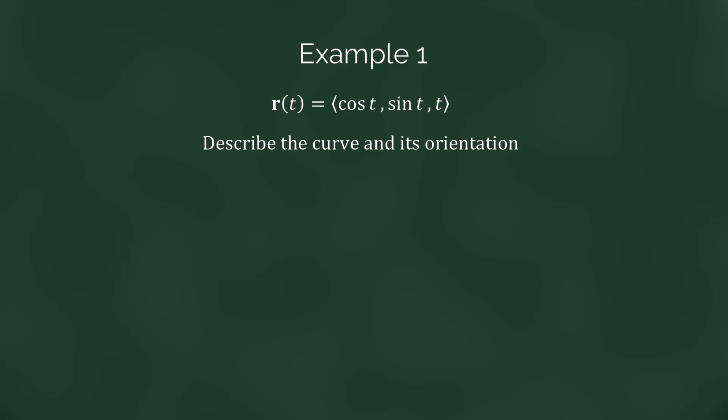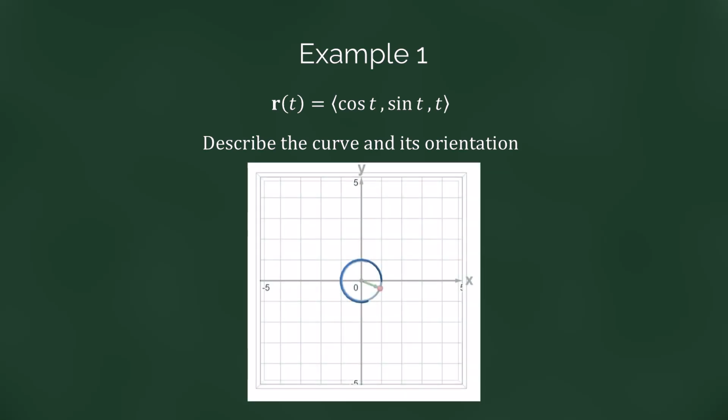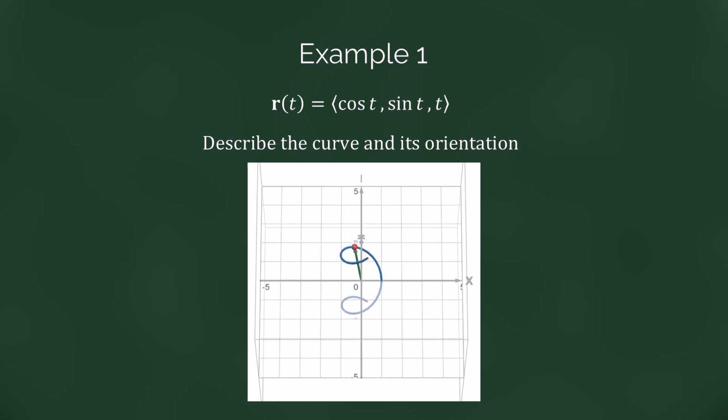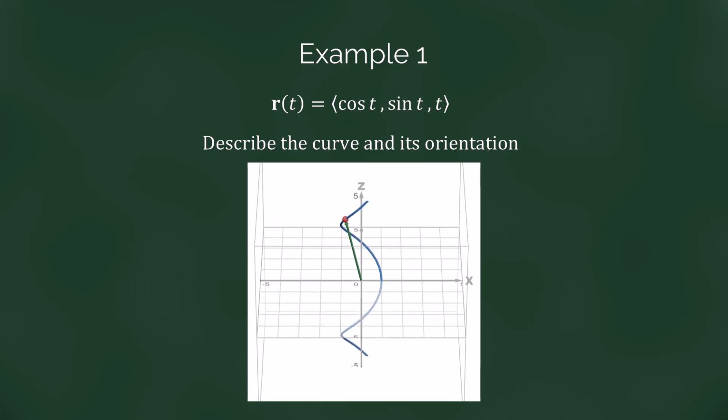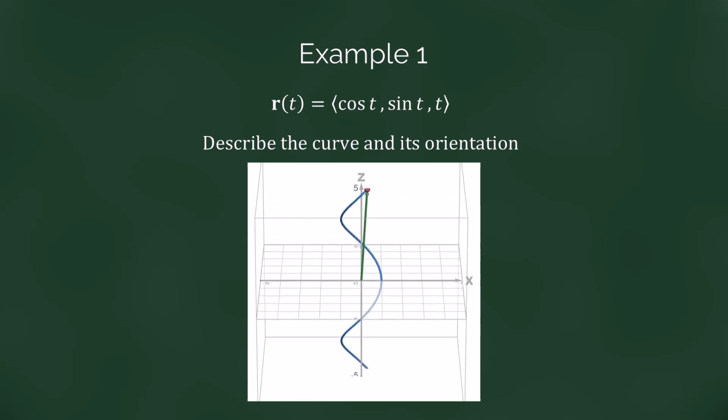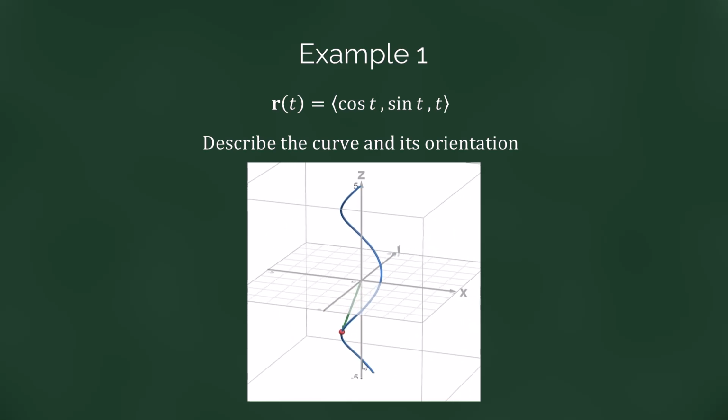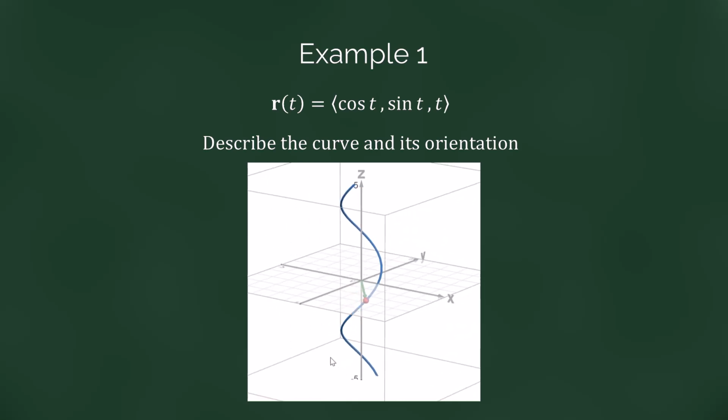If we think about what this might look like, if we just consider its x and y components, we know that cosine t, sine t is a circle. However, the z component is changing over time as well. This means that this curve looks like a spiral, and we can see in the animation that as t increases, we move up the spiral. The green arrow in the animation represents the vector output of the function, and the red dot represents the head of that vector.